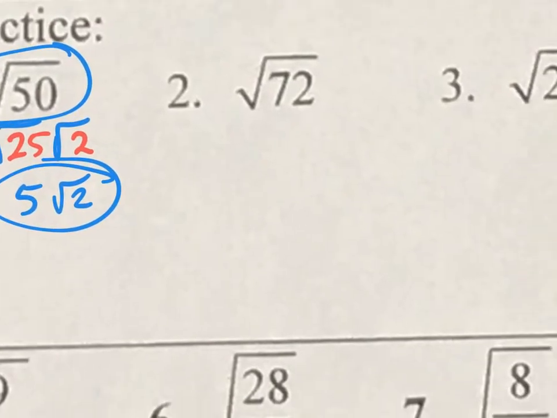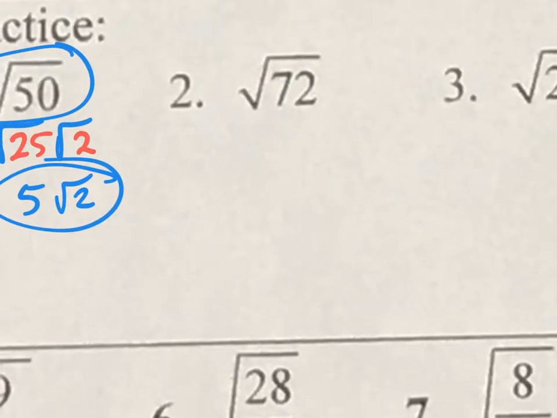So how about number 2? 72. I want a perfect square number, right? 72 is not a perfect square number. It would be nice if this 72 was 81, or if it was 64, but it's not. So I want to rewrite it with multiplication to get a perfect square number. I could do 9 times 8, but that's not my best option, right?